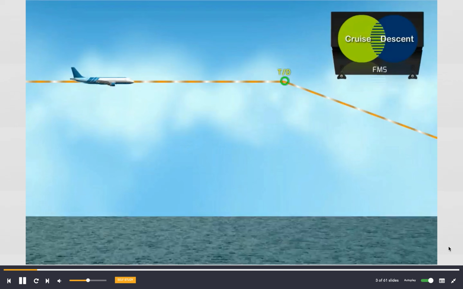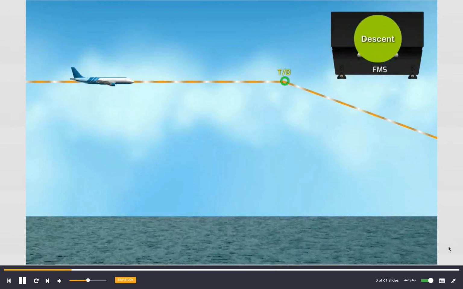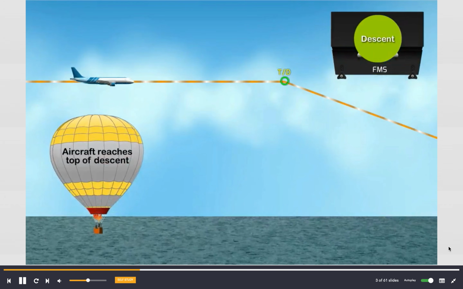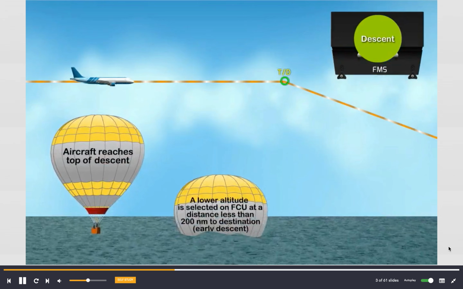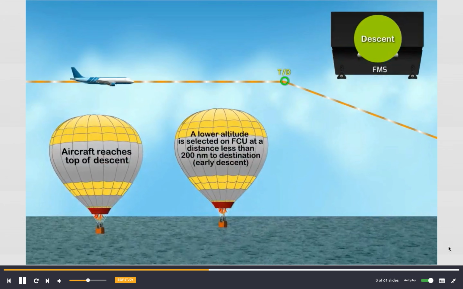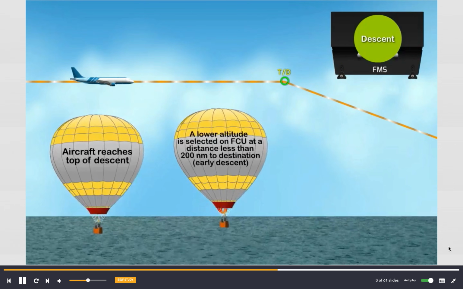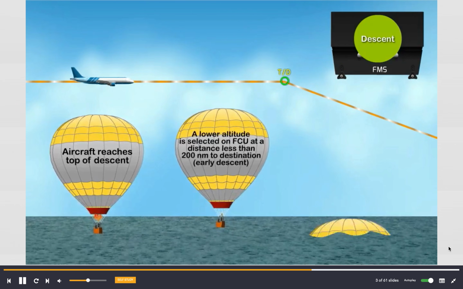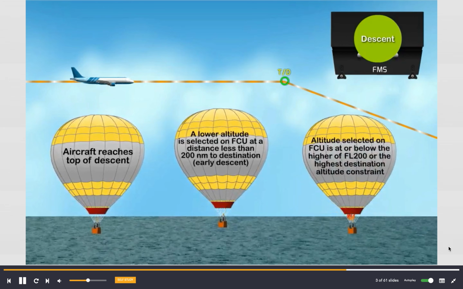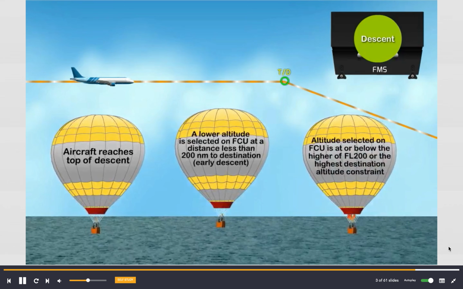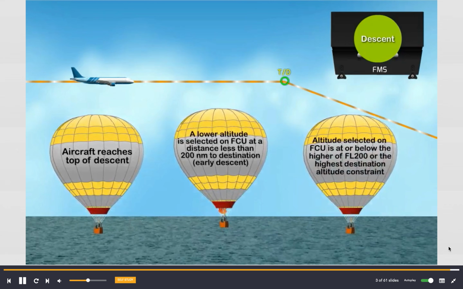Introduction. The FMS automatically switches from cruise phase to descent phase when reaching top of descent, as computed in flight plan, or an early descent is initiated by selecting a lower altitude on the FCU at a distance less than 200 nautical miles to the destination, or altitude selected on the FCU is at or below the higher of flight level 200, or the highest destination altitude constraint.